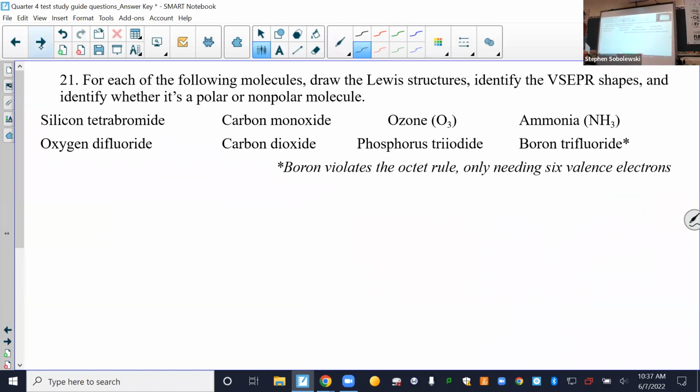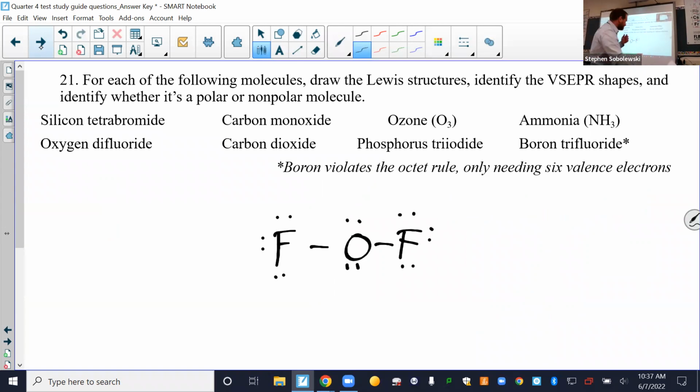Okay, 4 down, 4 to go. Oxygen difluoride. So the oxygen is in the middle. The lone element always is. I put an F on one side and F on the other side. Lone pairs around the fluorines. Lone pairs around the oxygen.